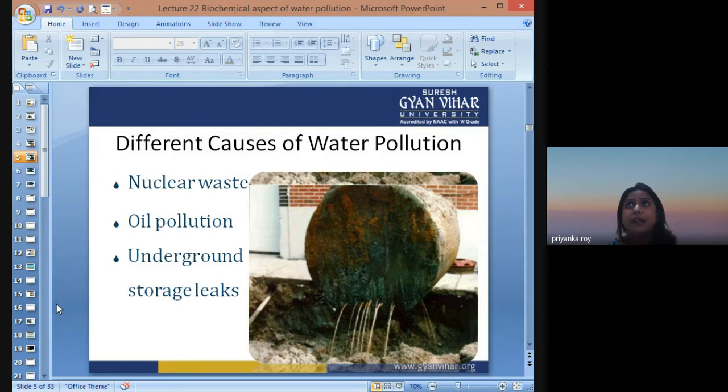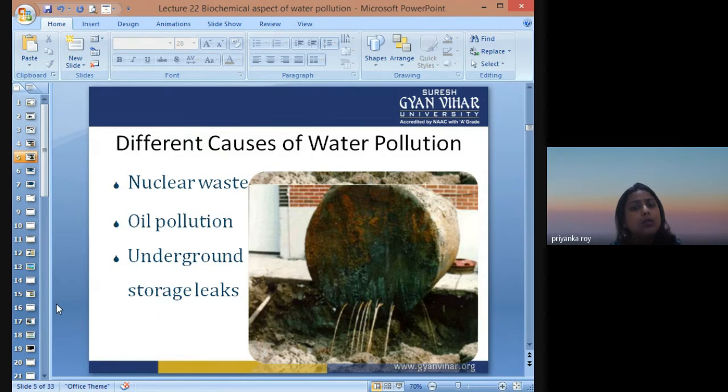Similarly, if you have nuclear waste being dumped into the water, that will also affect the life forms and aquatic life in the water, and on consumption of these things it can also indirectly affect human life and quality. Oil pollution can come from oil drilling or mining in the deep ocean. Oil spills from big tankers are a major source of oil pollution in marine life.